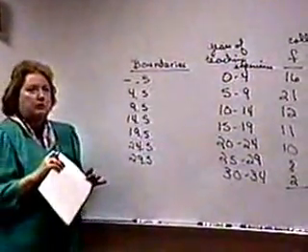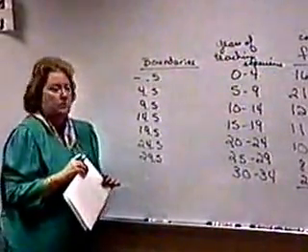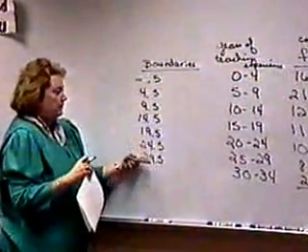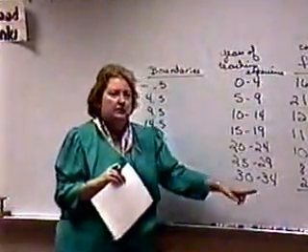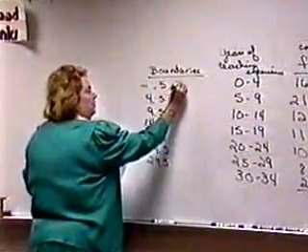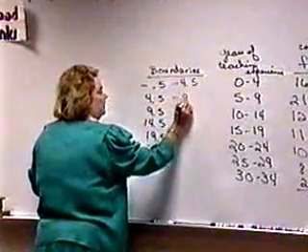Talk about this last column of parts of the frequency distribution. We subtract 0.5 down the lower limits. We add 0.5 down the upper limits. So now I'm going to add 0.5.